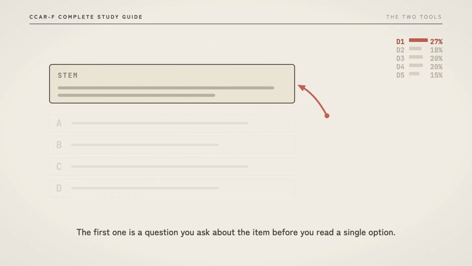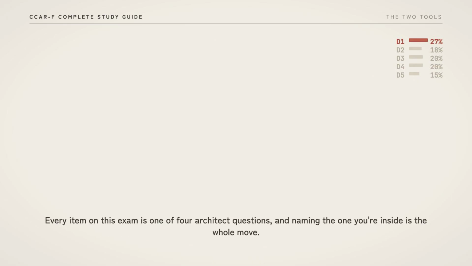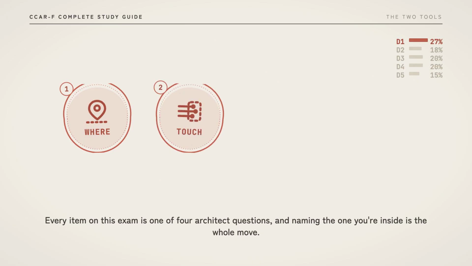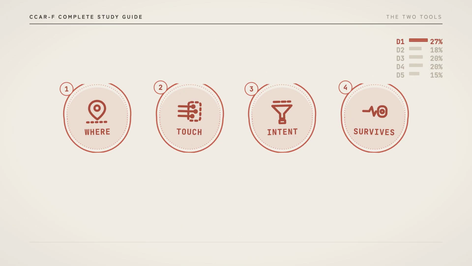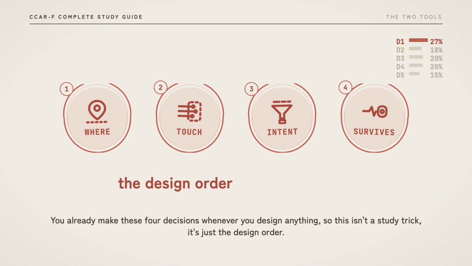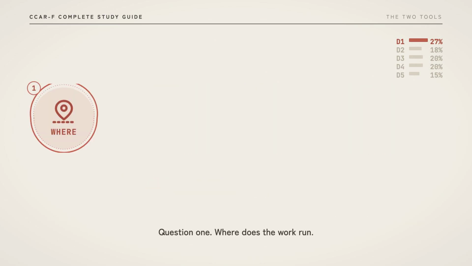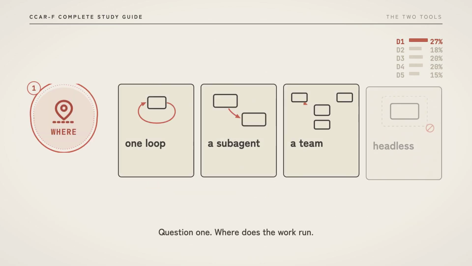The first one is a question you ask about the item before you read a single option. Every item on this exam is one of 4 architect questions, and naming the one you are inside is the whole move. You already make these 4 decisions whenever you design anything, so this isn't a study trick, it's just the design order. Question 1. Where does the work run?